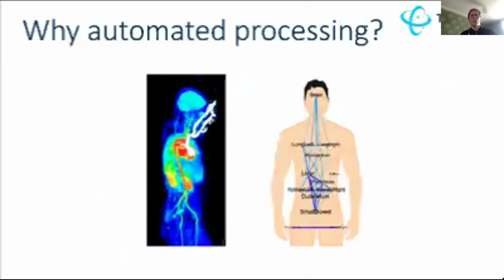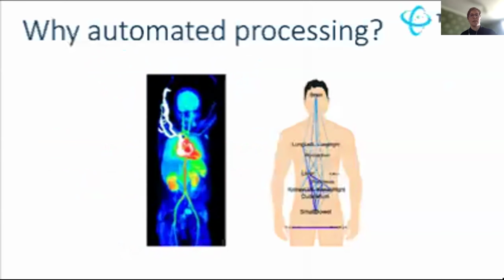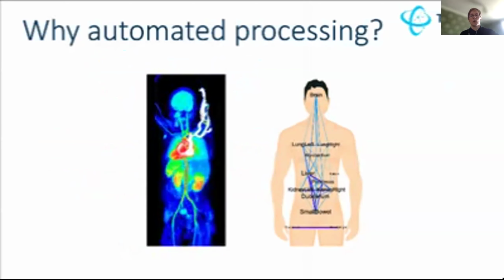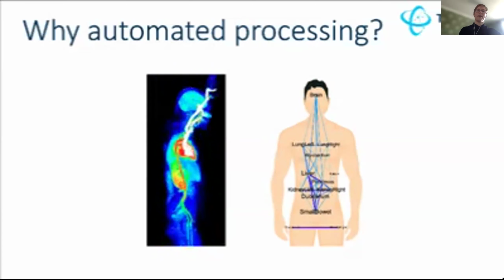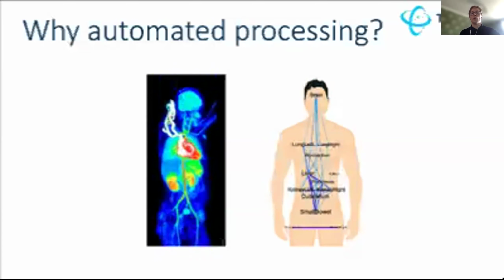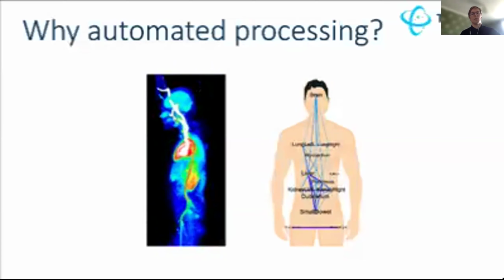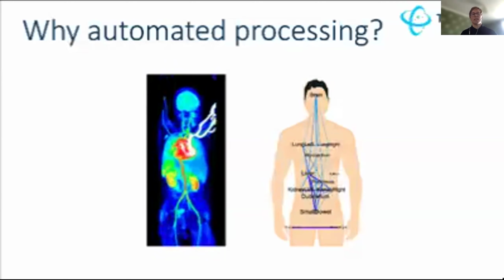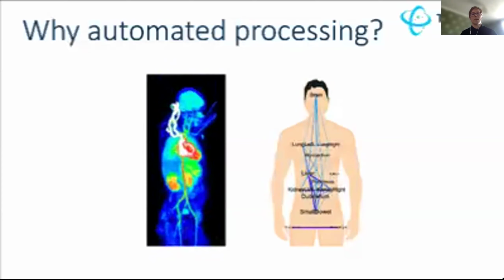So why do we need the automated processing? Well, here you can see a typical radiowater PET image that has been scanned using our total body PET CT scanner. And as you can see, the large field of view of the total body image brings an increased amount of data that needs to be processed. But unfortunately, the manual processing is a very tedious and time-consuming task.